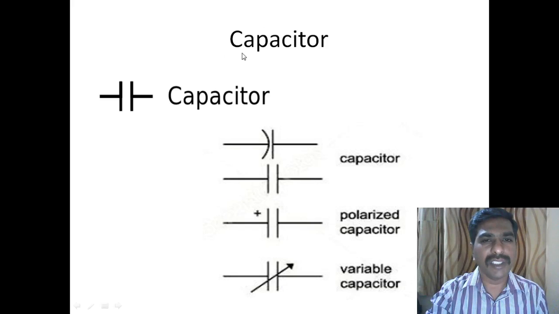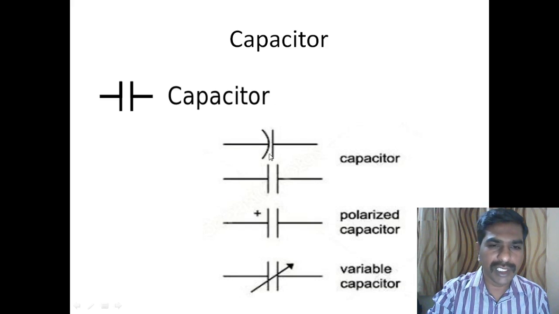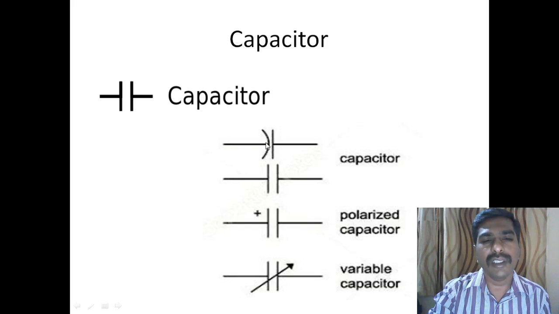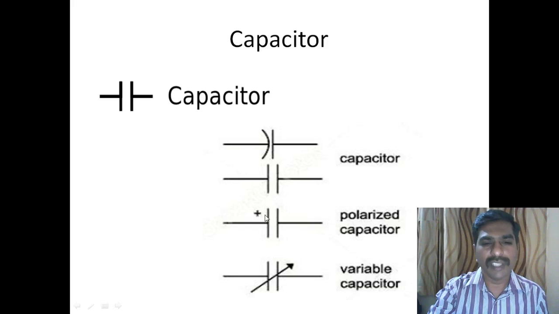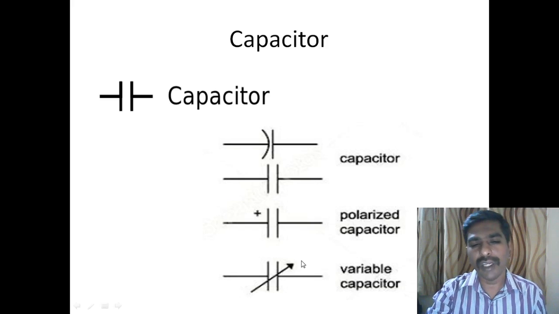And for the capacitor symbol, two parallel lines represent a capacitor, and sometimes it is written with a C, indicating it has polarity. Somewhere it is written with a positive sign. Positive means it's a polarized capacitor. Somewhere it is written with a horizontal line and an arrow, which means a variable capacitor. All the others are fixed capacitors. These are all the capacitors.